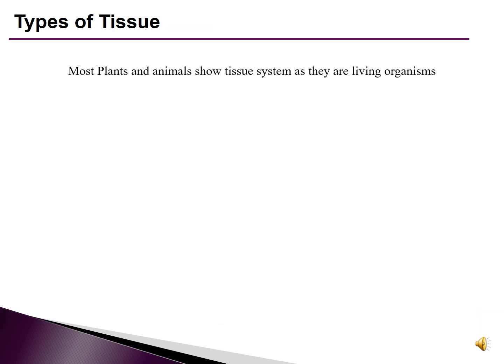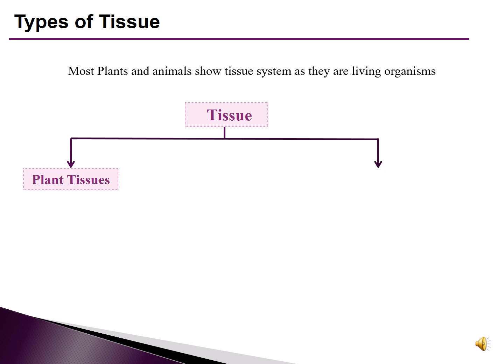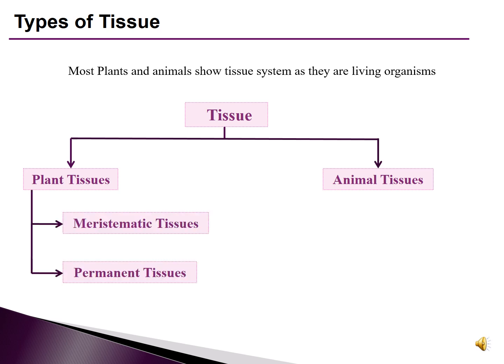Now let us see the different types of tissues. Tissues can be mainly categorized into plant and animal tissues. Plant tissues are majorly of two types: meristematic tissues and permanent tissues. Meristematic tissue is a plant tissue that has the ability to divide actively throughout its life. The tissues that are completely grown and have lost the ability of division are known as permanent tissues.